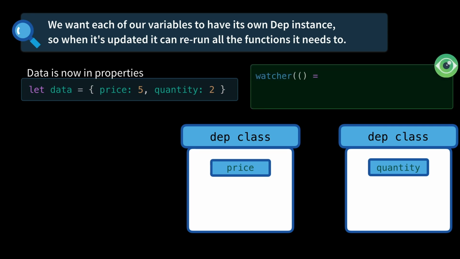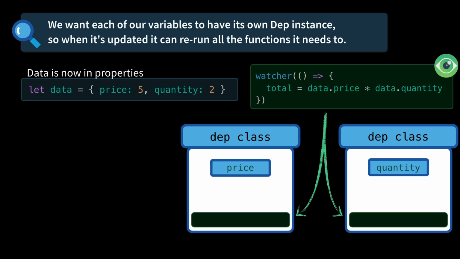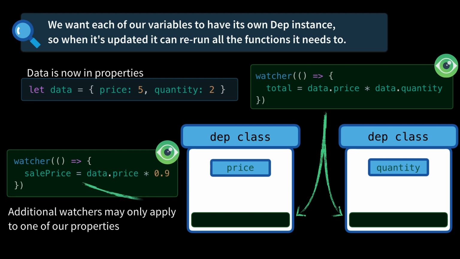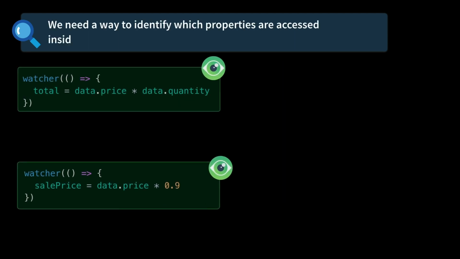So if we have a watcher that has both data price and data quantity, this will need to be saved inside the price dep instance and inside the quantity dep instance. Then if we have another watcher that has data.price but not data.quantity, it only needs to get added to the dep instance for price. Now, we need a way to identify which properties are accessed inside each watcher to figure out which dep instance to call.